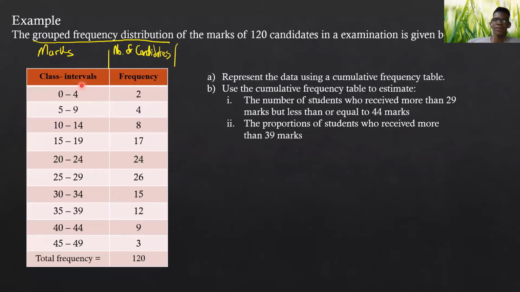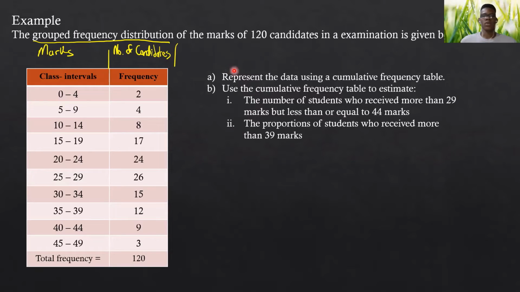They failed the exam right away. Between 5 and 9, 4 persons. Between 20 and 24 marks, 24 candidates, and 25 and 29, 26 candidates, and so forth. That's how you would interpret it. I will take time to do that because I want you to be able to make that connection. These are not just values you're looking at, it's actual data. This is not the addition part of maths. Statistics is working with real life data.